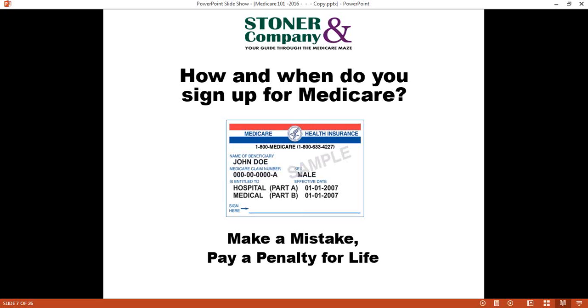Now, some people hear about the penalty and they go ahead and sign up for it anyhow. And essentially, when they do that, they're paying for something, because for Part B, there is a premium, for which they derive no benefit. So I've run across a number of people over the years that have Part B, are still working, are still on a commercial health plan, so they're paying for it for absolutely nothing.